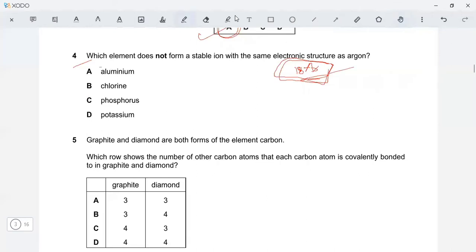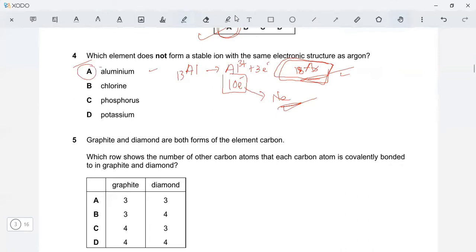So first option, look at aluminum. The proton number of aluminum is 13. If it takes part in a chemical reaction, aluminum can lose 3 electrons. So 3 electrons lost means the electron number will become 10. So 10 will be equal to neon, not argon. So aluminum has a stable configuration with the noble gas neon, not argon. So the answer is going to be A.